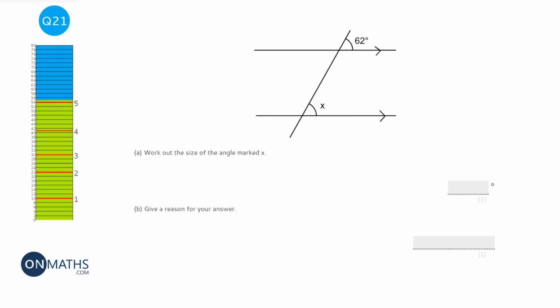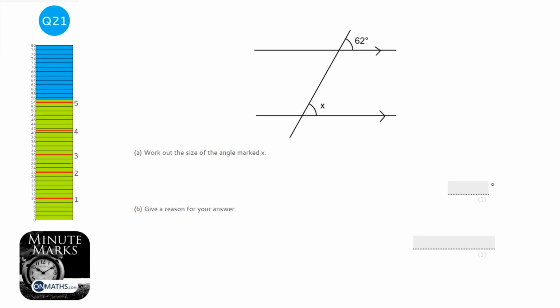The next one has loads of names. It's co-interior, interior, allied, whichever your teacher says. And the last one is vertically opposite. Now, vertically opposite occur in other places as well, not just parallel lines, but that's normally the one that you will be using. So let's have a look.